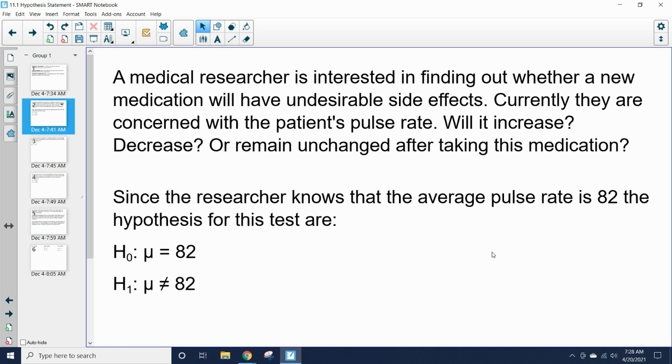A medical researcher is interested in finding out whether a new medication will have undesirable side effects. Currently, they are concerned with the patient's pulse rate. Will it increase, will it decrease, or will it remain unchanged after taking the medication? So that's our little scenario.